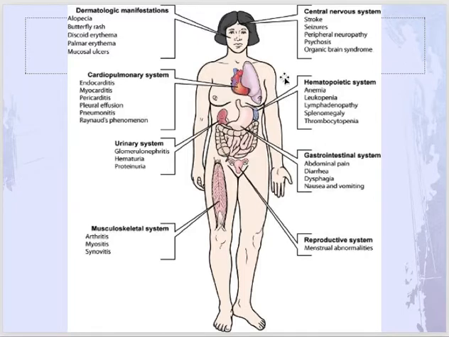So until now, if you remember, dermatological manifestations are quite common, hematological manifestations are quite common, and then central nervous system manifestations are quite common.